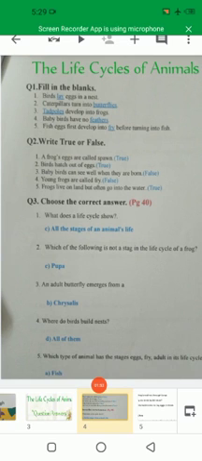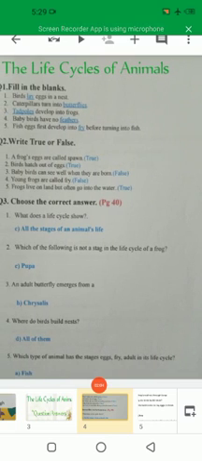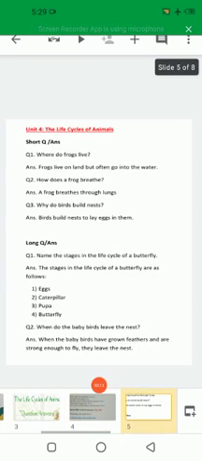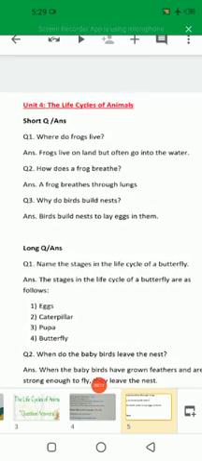Where do birds build nests? Birds build nests in rocks, walls, and the correct option is all of them. And the last statement is which type of animal has the stages eggs, fry, adult in its life cycle? It is a fish. Next, we have short question answers.